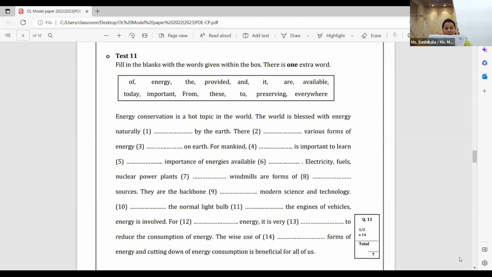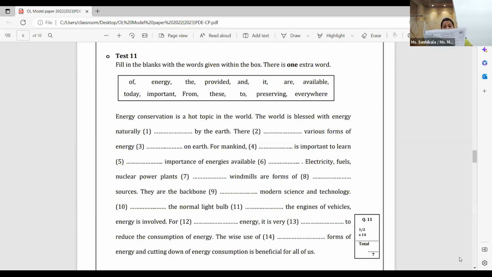They are the backbone. They are the backbone of modern science and technology. Number 10, from the normal light bulb to the engines of vehicles. From the normal light bulb to the engines. From the normal light bulb to the engines of vehicles, energy is involved. Remember, from the normal light bulb to the engines of vehicles, energy is provided.